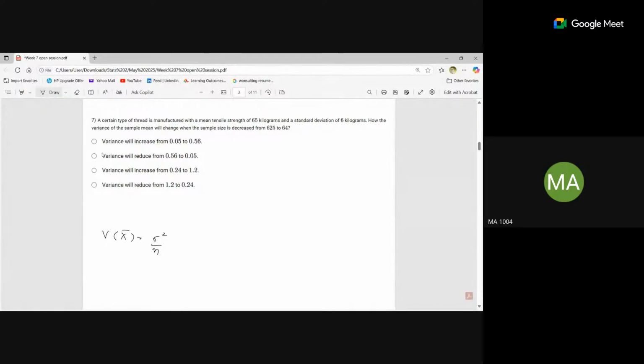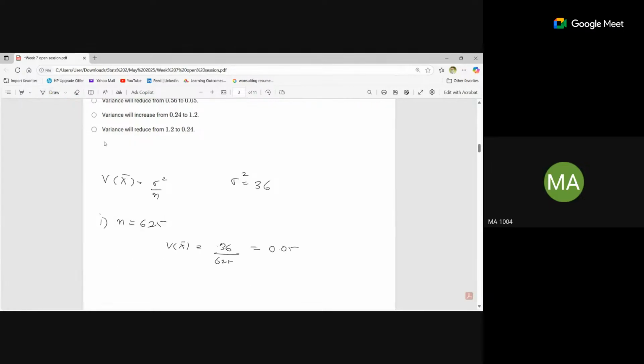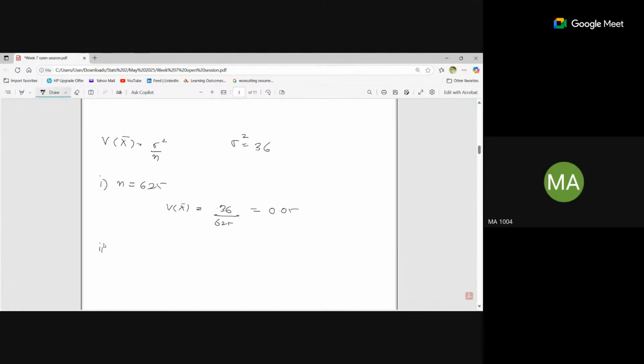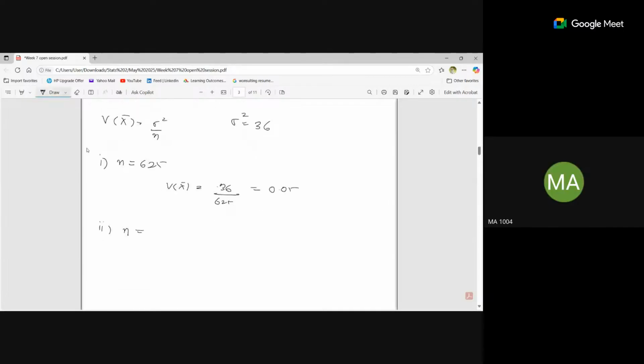Now, for the first case, what is my value of sigma square here? It is 36. So the first case is when my sample size is 625. So my variance of sample mean is 36 divided by 625, which will be equal to 0.05. Then we take the next case in which my sample size has decreased to 64. So my variance of sample mean will be 36 divided by 64, which will be equal to 0.56.